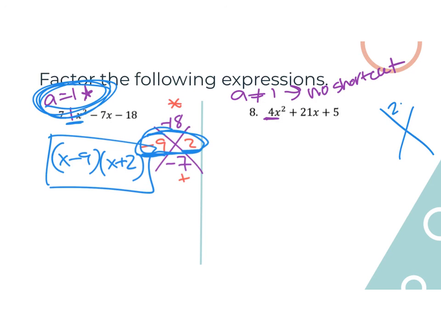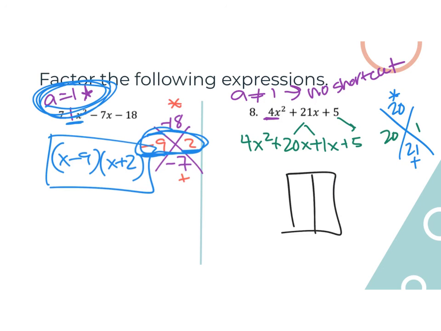4 times 5 is 20, middle term is 21, product of 20 and sum of 21, that's going to give me 20 and 1. So split those apart. 4x squared plus 20x plus 1x plus the 5 from the end. Throw them in a box because I can't use the shortcut here. That's 4x squared, 20x, 1x, and 5, and find those GCFs.